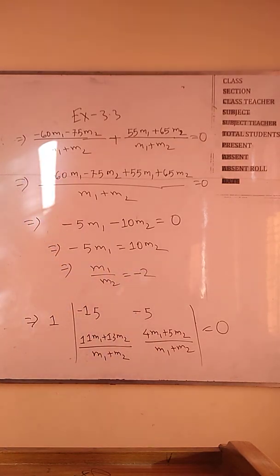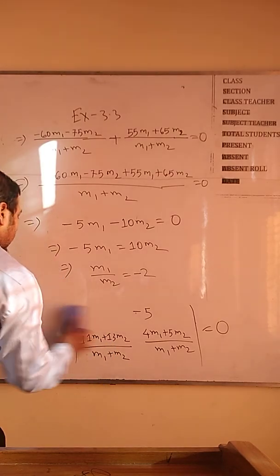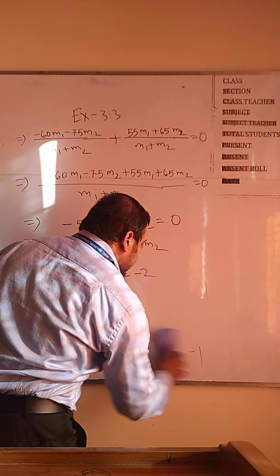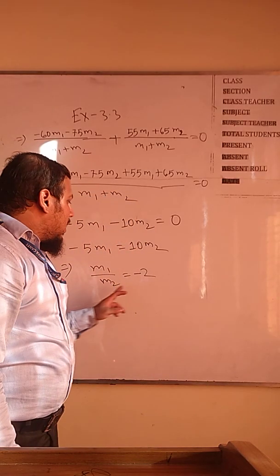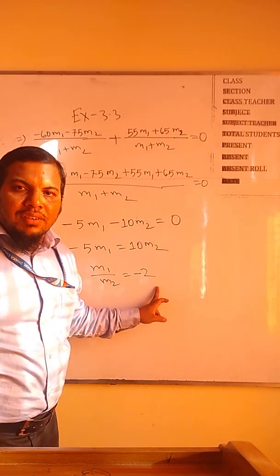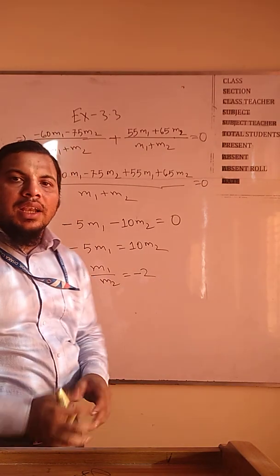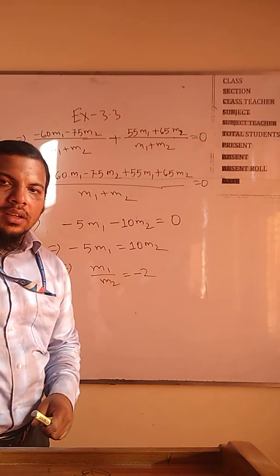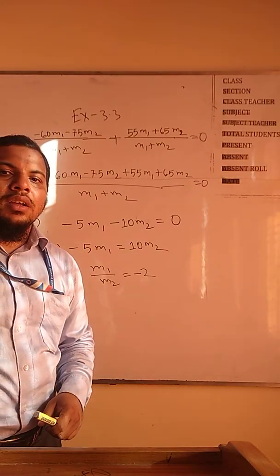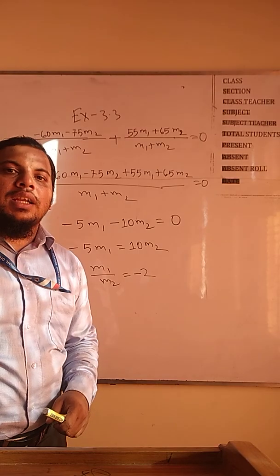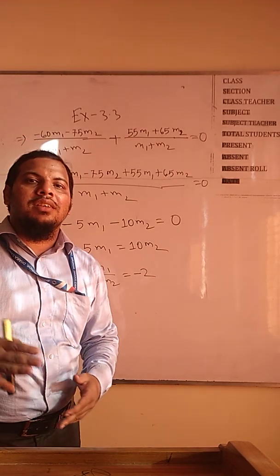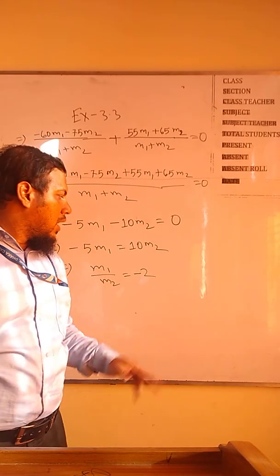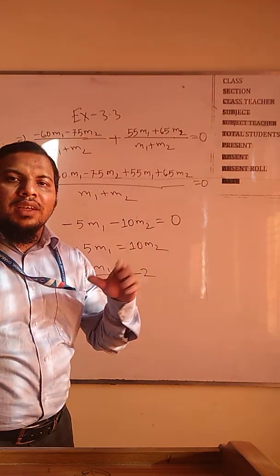Here is one thing you have to remember and learn. After calculation, if you get m1 by m2 negative, that means the point divides the line segment externally. If it is positive, then you can understand it is internal division, and if you get negative, that means it divides externally.